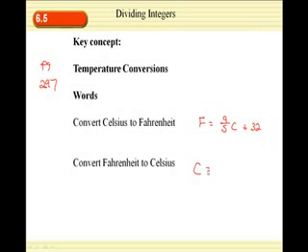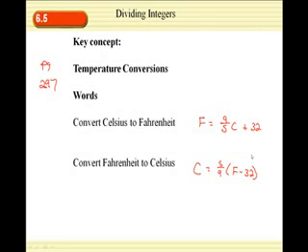So to change Fahrenheit to Celsius, it's C equals 5/9 (F minus 32). That's like doing the opposite of what we just did up there. So those formulas are important. I bet you we're going to use those in our next example. So let's take a look.